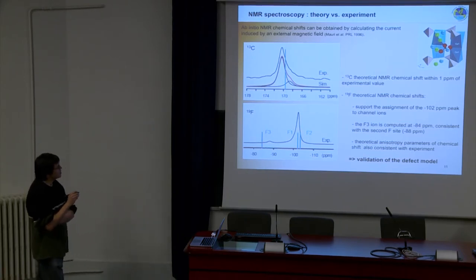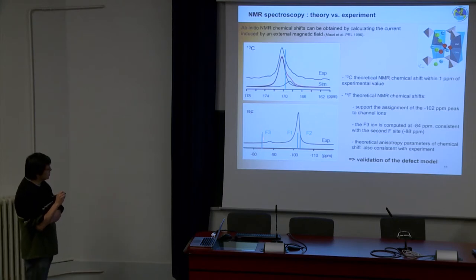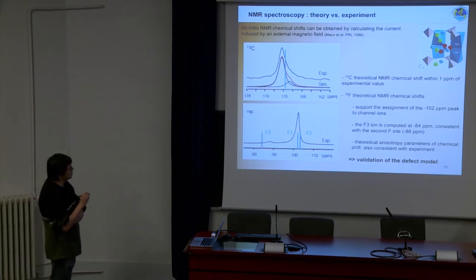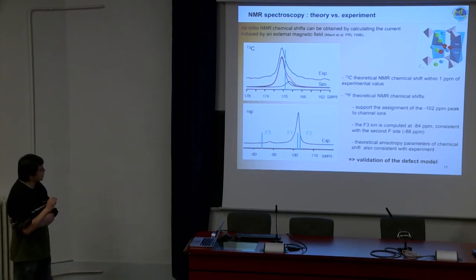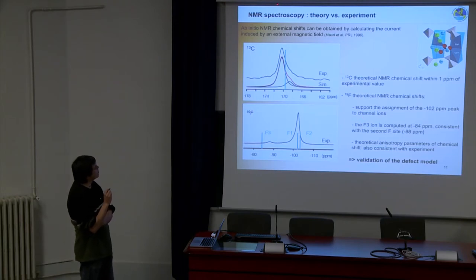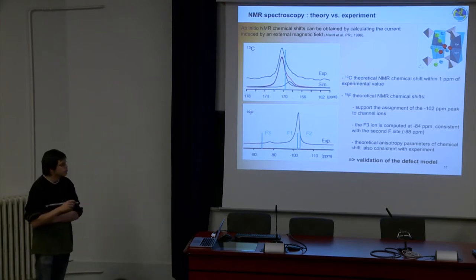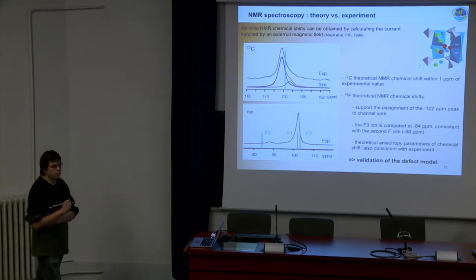Okay, but very interesting was the fact that this additional fluorine, the second environment of the fluorine ion, gives this theoretical chemical shift that is not far from the experimental observation. So in our opinion, both NMR and infrared spectroscopy validate the defect model that we propose here.